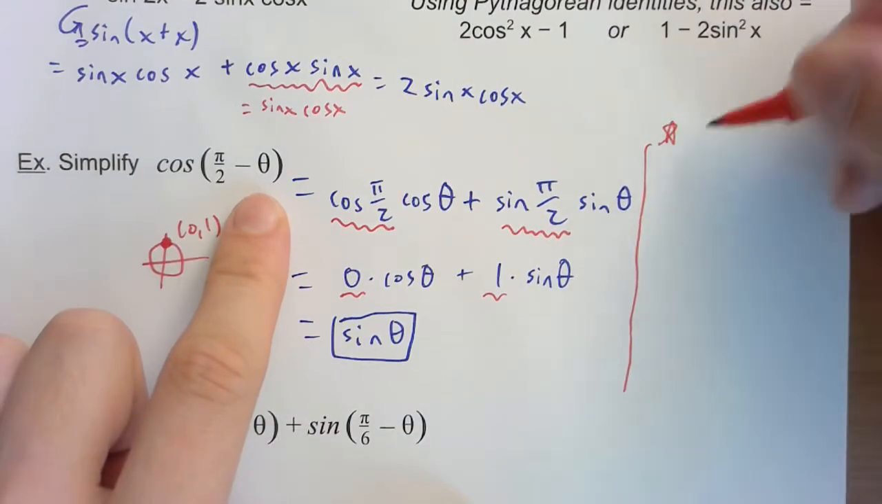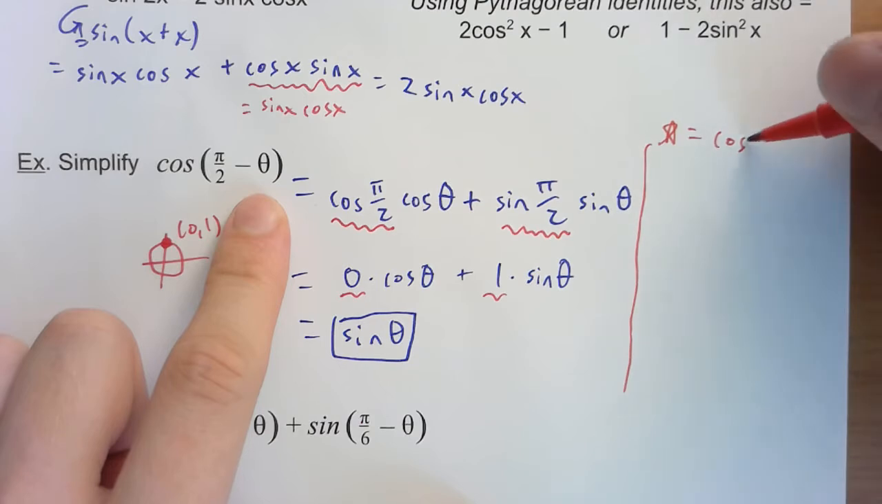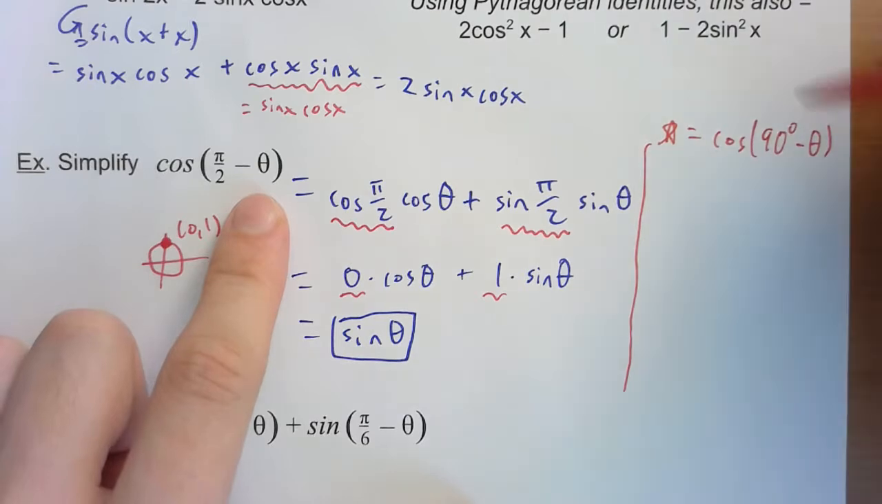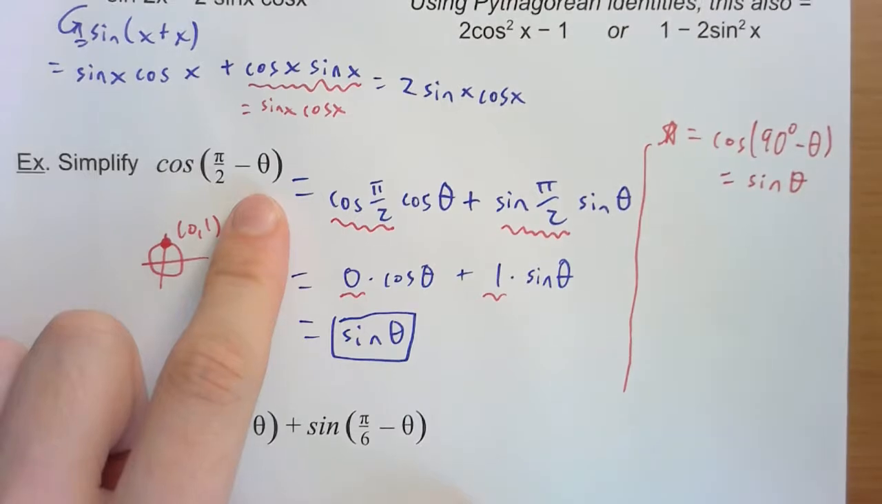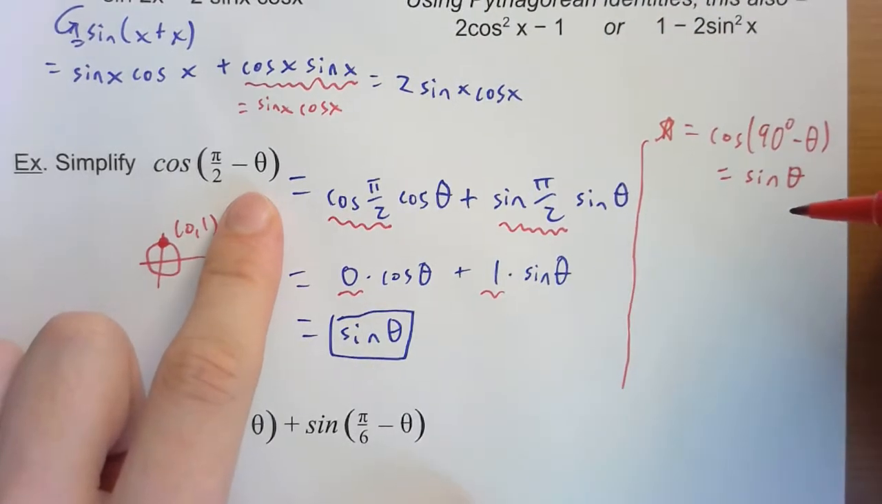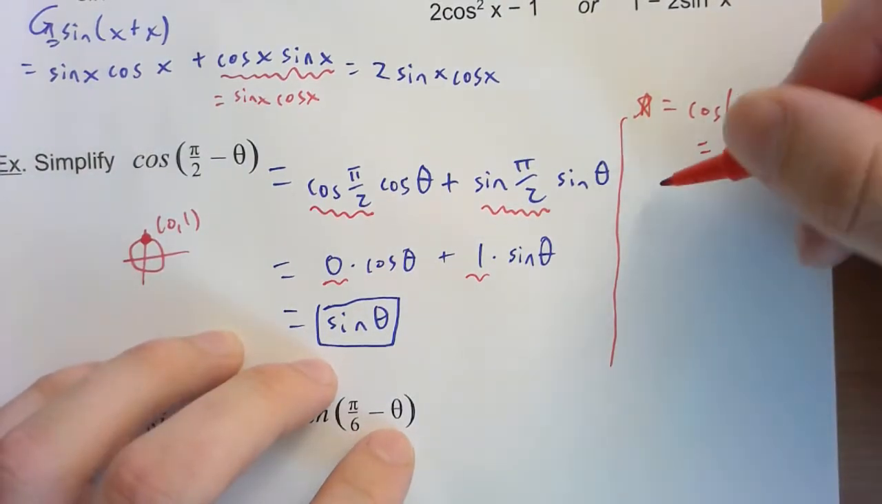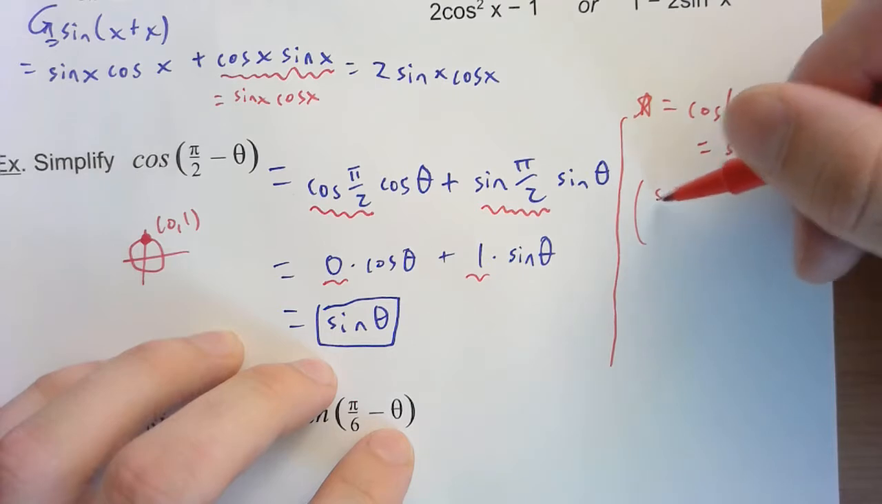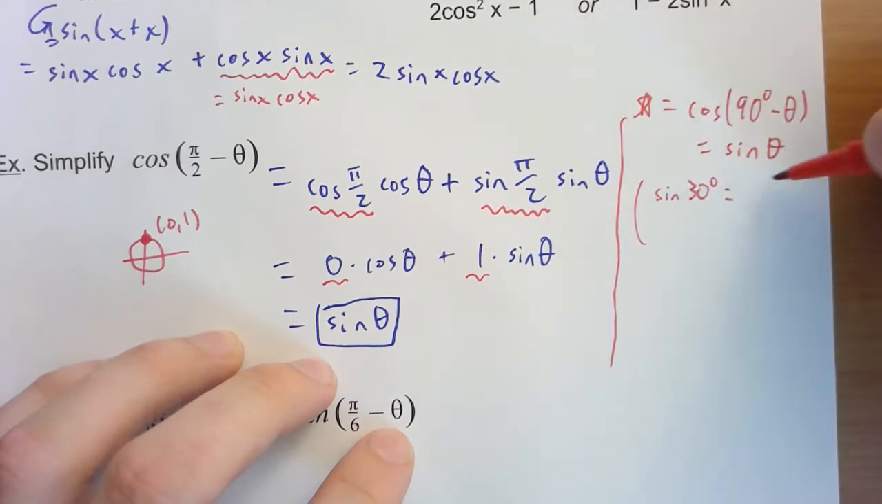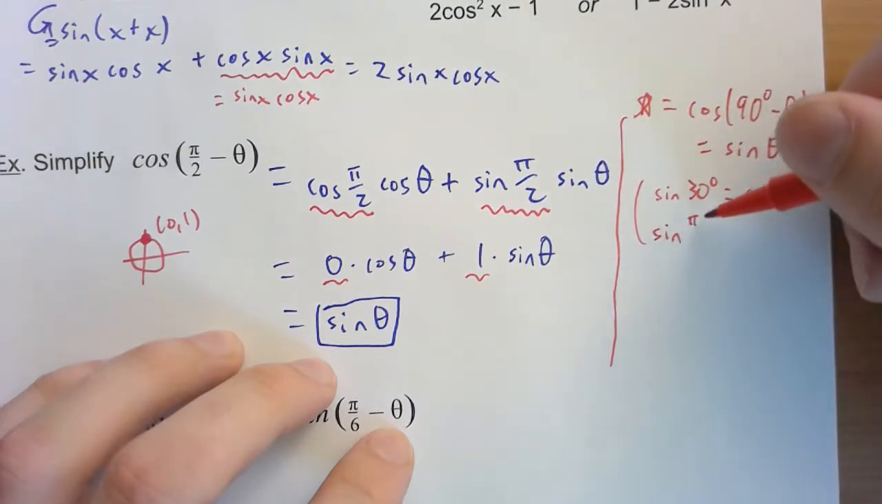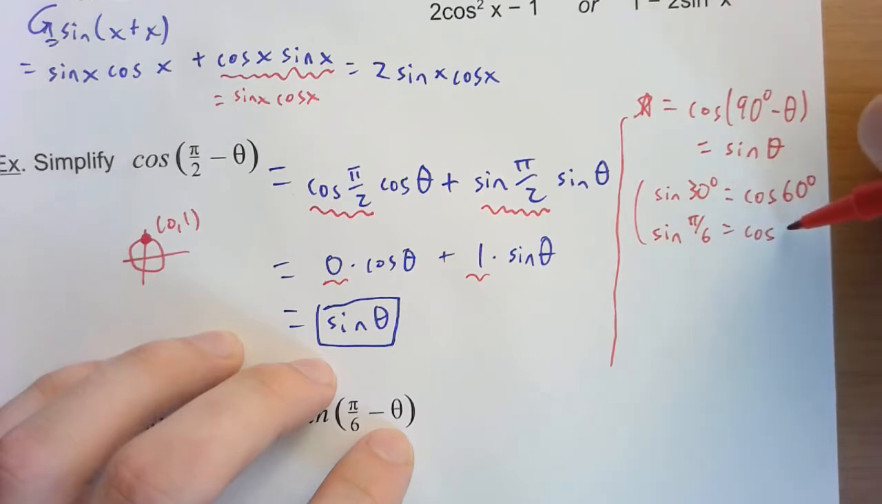So this is the same thing as saying, if we thought about it in degrees, cosine of 90 degrees minus theta is the same thing as sine of theta. So what's happening here is kind of like what we noticed with pi over 3 and pi over 6, 30 degrees and 60 degrees. Hopefully you might have noticed by now, the sine of 30 degrees is the same thing as cosine of 60 degrees. The sine of pi over 6 is the same thing as cosine of pi over 3.